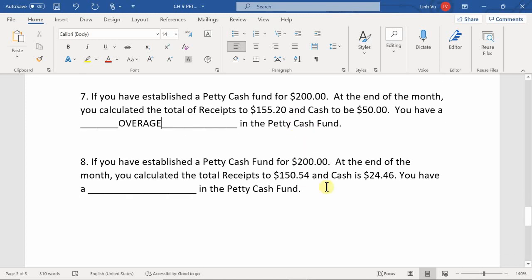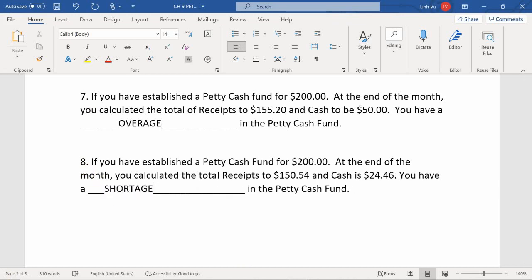Okay. So if you have established a petty cash fund for $200 and at the end of the month, you calculated total receipts of $150.54 and a total cash of $24.46, therefore, you have a blank in the petty cash fund. Shortage, yes. This one is a clear one because if you add 150 plus $24, you're going to get about 175. So where did the other $25 go? So in this case, you do have a shortage.